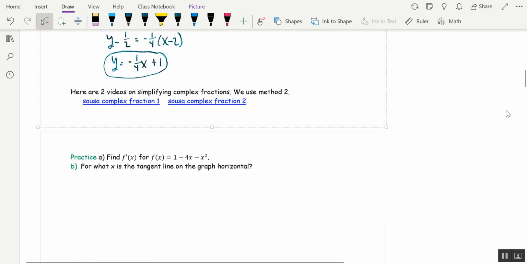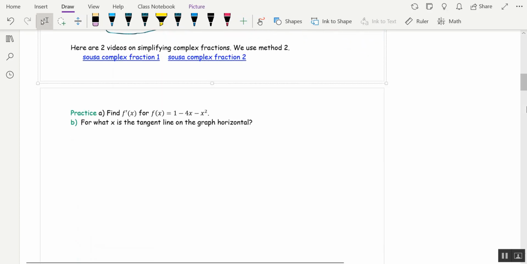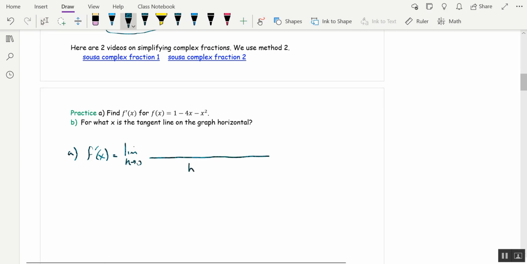Okay, you should pause the video and practice and do this one. Okay, hopefully you did that. Let's do part A, f prime of x. So let's watch your notation here. This is the limit as h goes to 0. The whole time we're going to need an h in the denominator till we take the limit.